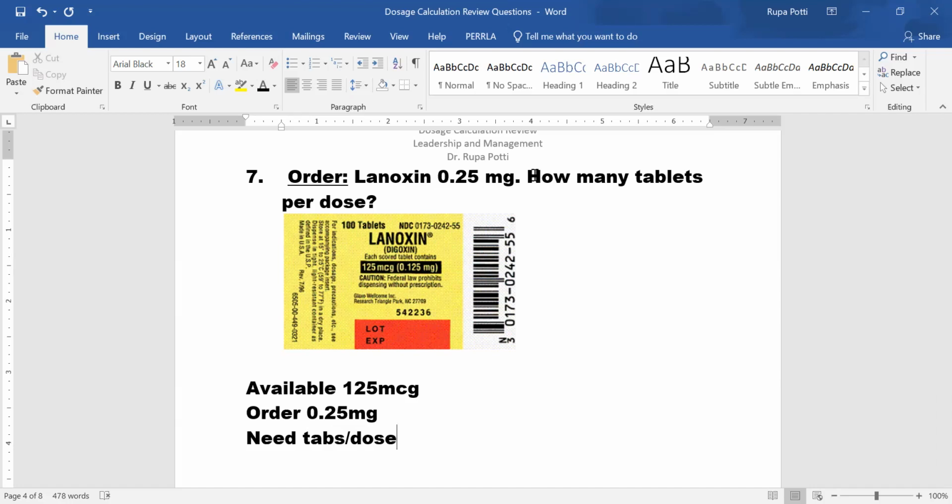When I go by my acronym, AON, it is so much easier for me. All I need to do is ask: what is available for me? What is my order, and what is it that I need? Over here, it is tabs per dose. Sometimes it could be ml per dose, sometimes micrograms per minute, sometimes ml per hour. It really doesn't matter, it could be anything. That is why I use this acronym.